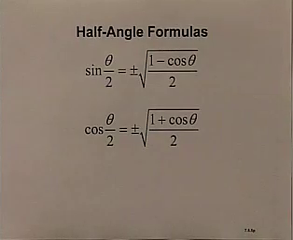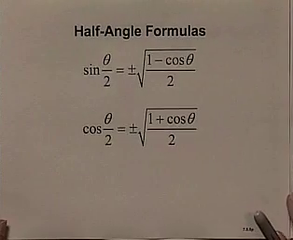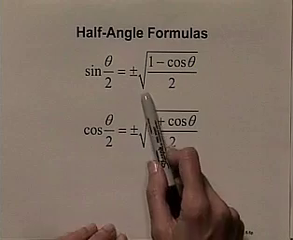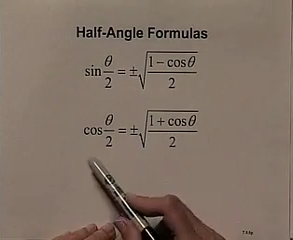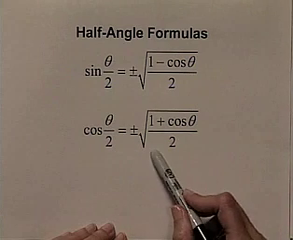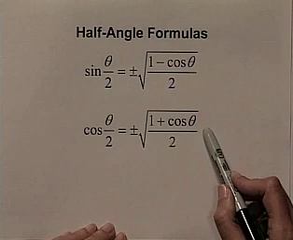Now we're next going to look at a set of identities called the half-angle formulas. Here we have the sine of theta over 2 is equal to plus or minus the square root of 1 minus cosine theta over 2. The cosine of theta over 2 is equal to plus or minus the square root of 1 plus the cosine of theta over 2.